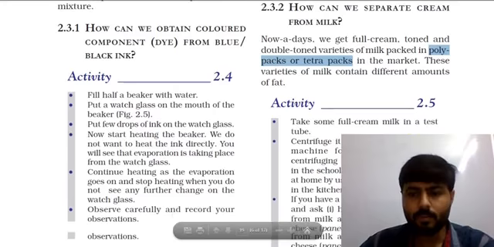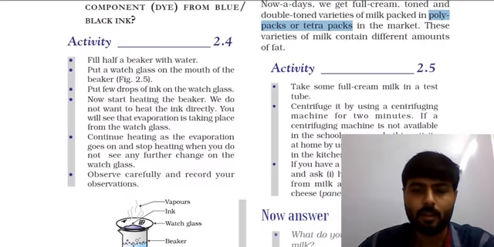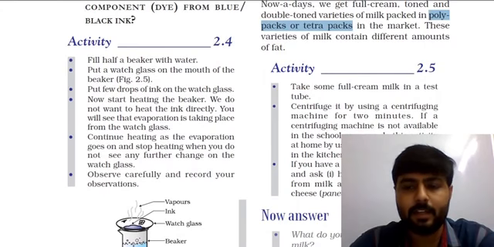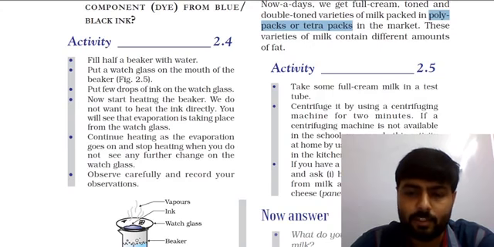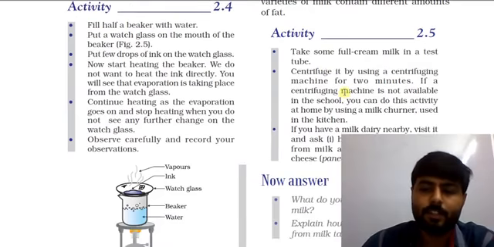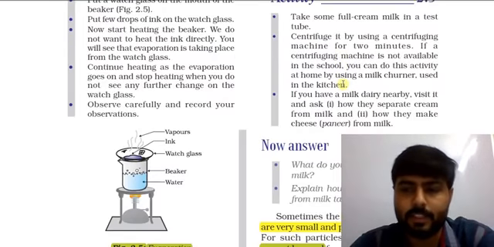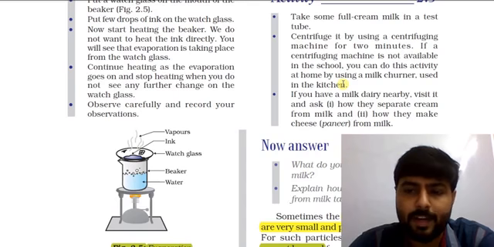Let's see activity number 2.5. Take some full cream milk in a test tube. What is full cream milk? The milk which is not separated into cream and milk with the process of centrifuging, that is full cream, which is pure milk. Take some full cream milk in a test tube, centrifuge it by using a centrifuging machine for 2 minutes.